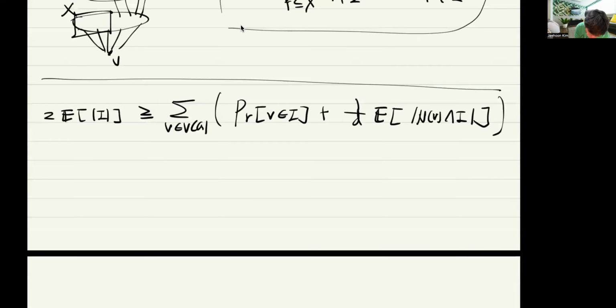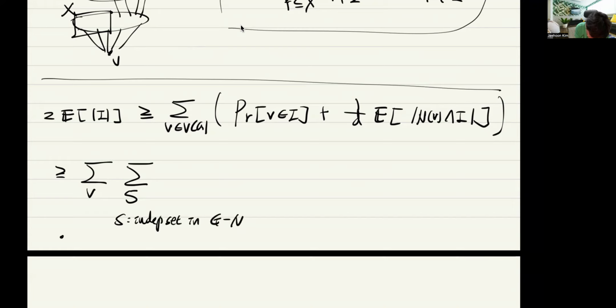And as before, this can be written as the following. For each B, you add and you consider all possible S. So once you have S is an independent set in G minus V.